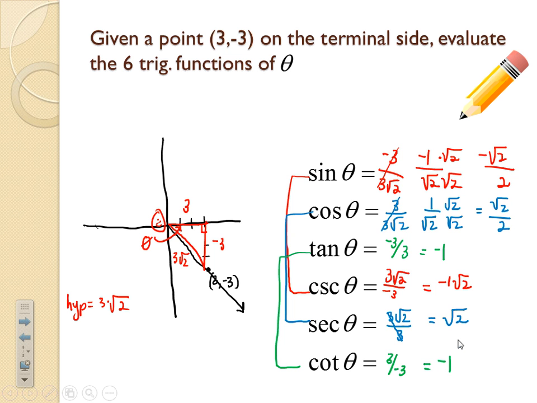All right. So now, hopefully, you understand what reference triangles are and reference angles and how we can evaluate trig functions based on an ordered pair.